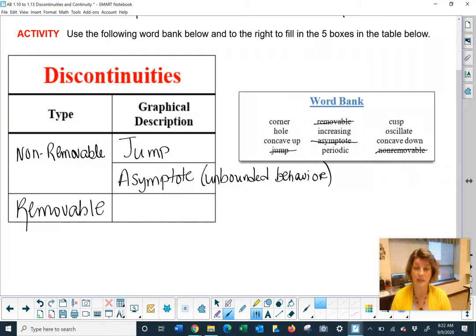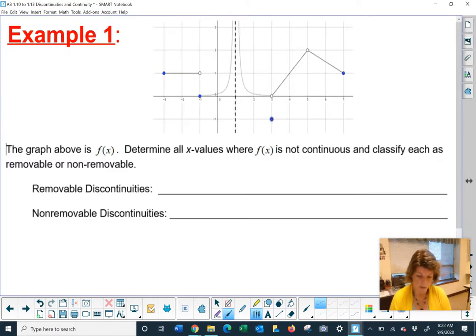And the type of discontinuity that is removable is called a hole or point discontinuity. Looks like we've got hole here. Hole or point, whichever word you want to use to describe. Okay. This example number 1 gives us the graph. Lots going on. I see an asymptote, a vertical asymptote. I see quite a few open circles, so that's probably some discontinuity. The graph of f of x is shown. Determine all values of x where it is not continuous and classify each as removable or non-removable.